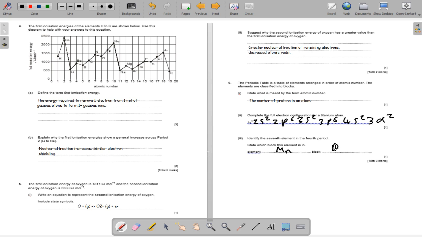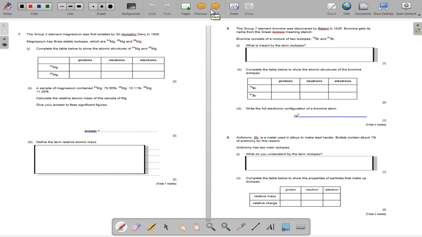So moving on to the next question now, number 7. The group 2 element magnesium was first isolated by Sir Humphry Davy in 1808, and magnesium has 3 stable isotopes, 24Mg, 25Mg and 26Mg. So you need to use the percentage abundances and the isotopic masses in order to calculate the relative atomic mass, and you need to define the term relative atomic mass. 7 marks, so I'll give you 9 minutes. And go.